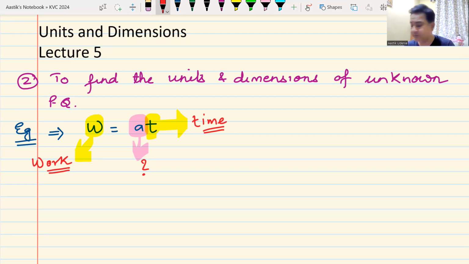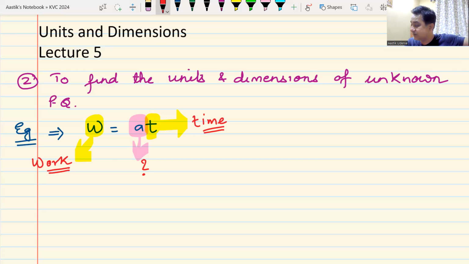Remember, W is work, T is time, A is the unknown quantity. You have to tell me what is A, and your time starts now. Remember, whenever you are attempting any question in this chapter or any chapter in physics, you'll have to remember simple things that we have already discussed. And I hope you have gone through the last class. If you have, you should be able to remember the important formulae and important points that we discussed in the last class.